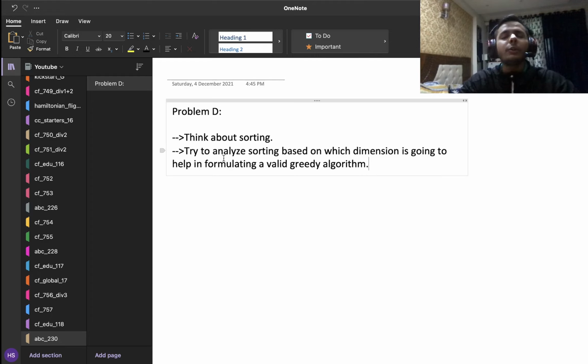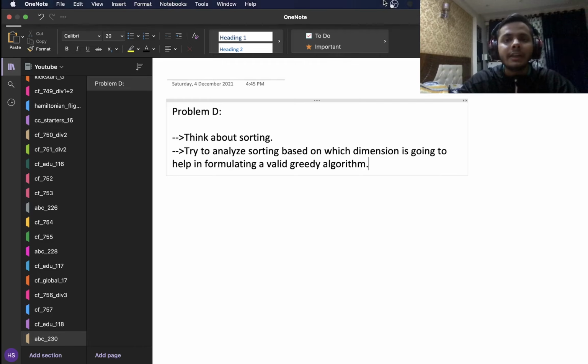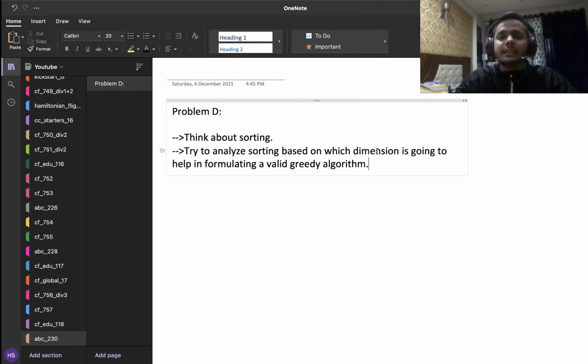So you have to analyze that, okay, if I sort based on L values, will there be a valid greedy algorithm that will surely work? Or if I sort based on R values, will there be a valid greedy algorithm? And in this case, it turns out that we need to sort based on R values. If we do that, then there is surely going to be a valid greedy algorithm that works. If you try to sort based on L, you will realize that there will be some flaws. So let's see why sorting based on R will be correct.